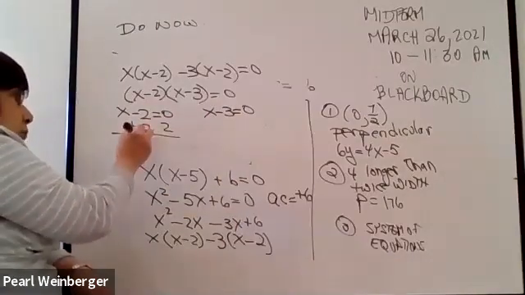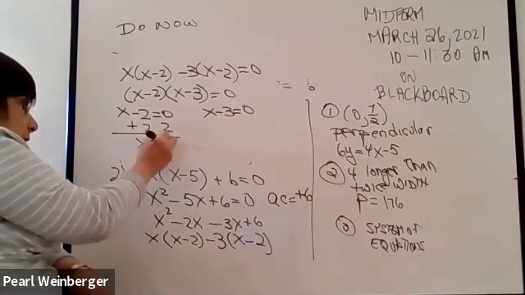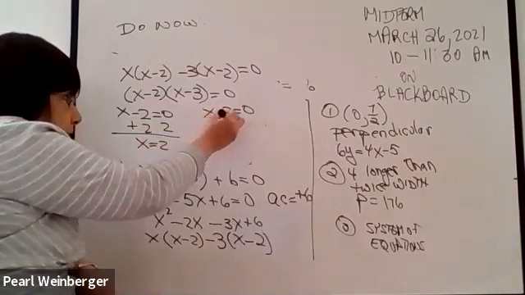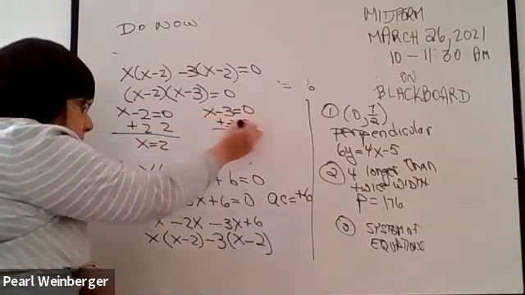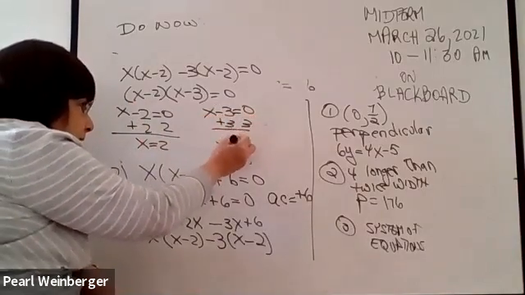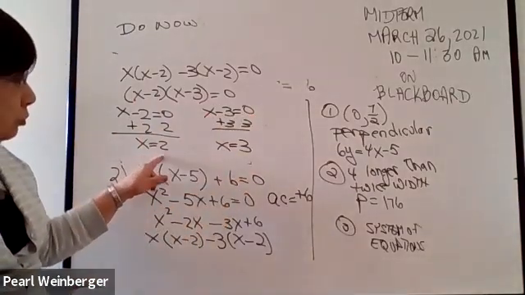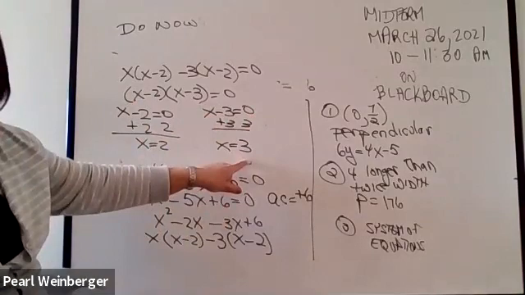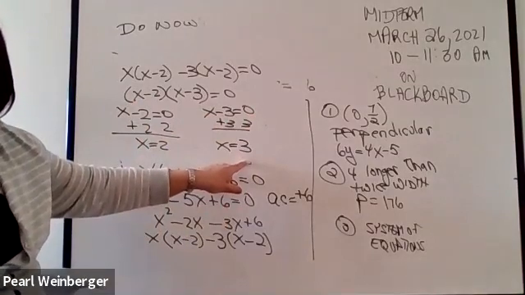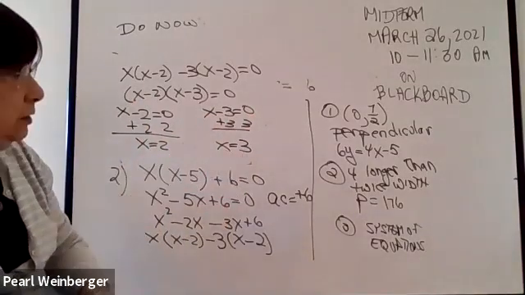And when I bring the 2 over onto the other side, I get one answer, x equals 2. And here I bring the 3 to the other side, and it gives me 3. So don't forget, with quadratic equations, you do get 2 answers. The 2 answers that we got in this case are 2 and 3.